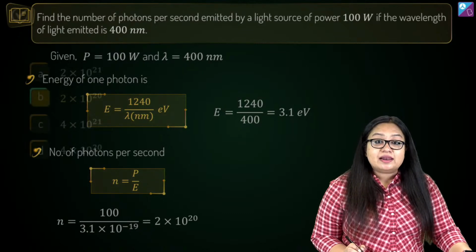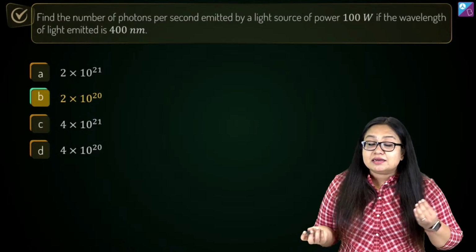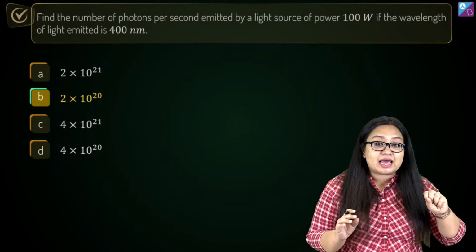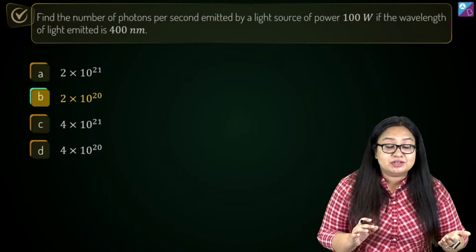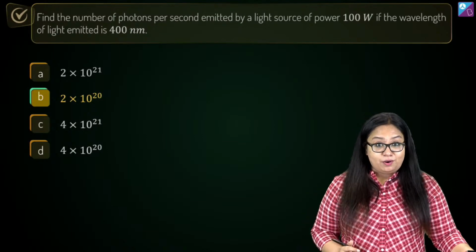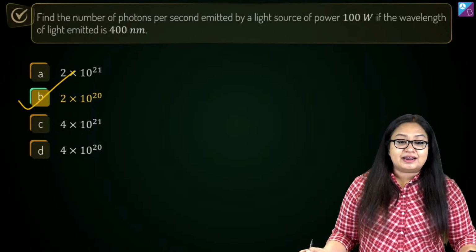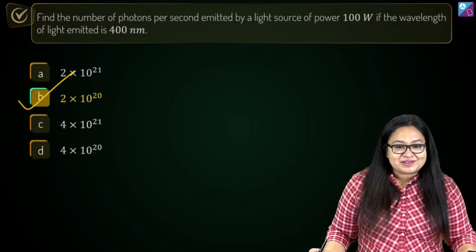Now here as well, we can see that the smaller numerical calculation, you don't really need to do much. What you need to do is look at the power of tens. There we go. So option number B is the correct answer.